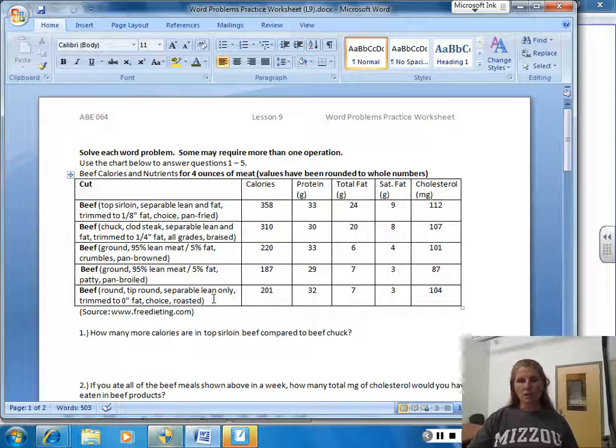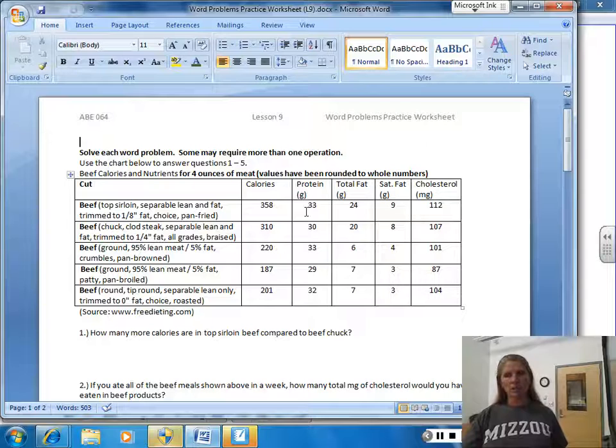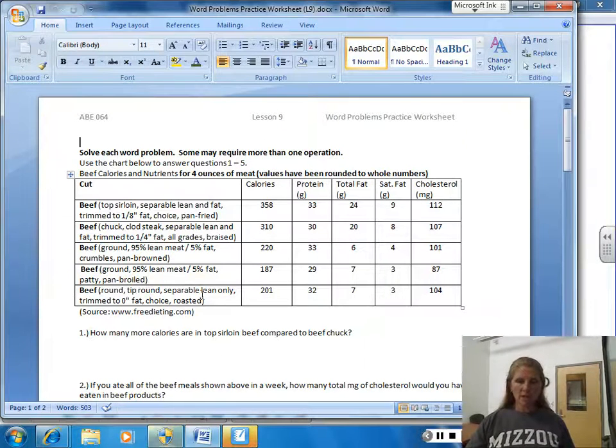So the first question says how many more calories are in top sirloin beef compared to beef chuck. Instead of answering that, I'm going to say how many more milligrams of cholesterol are in beef sirloin compared to the round beef. So looking at the top beef sirloin, the cholesterol is 112. So you go down each of the categories. I'm asking about top sirloin cholesterol, so that's 112. Compared to the beef round or round tip, that is 104 milligrams of cholesterol.